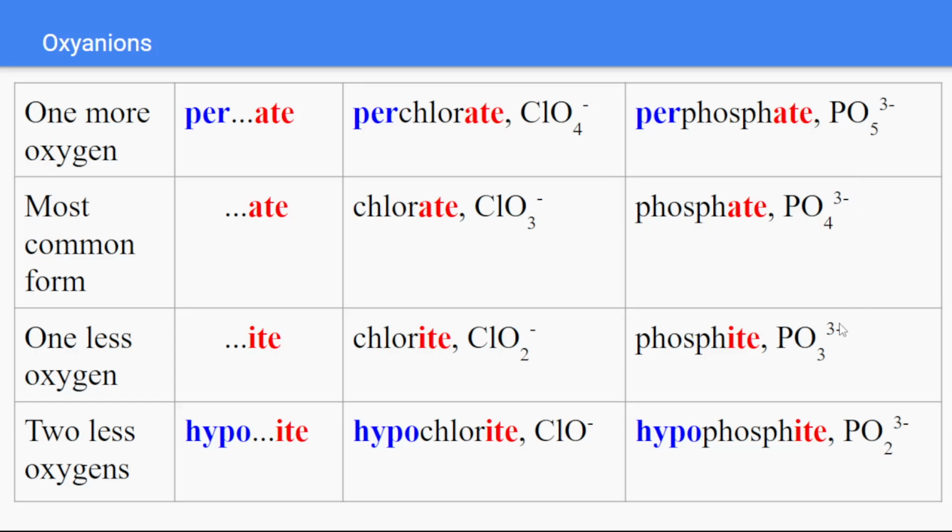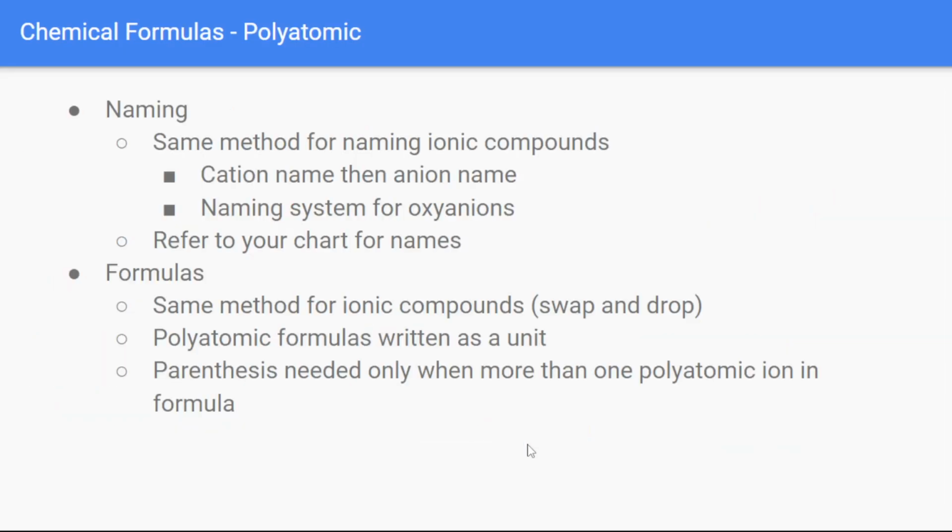Notice in all of these, the charges are the same, right? All of these phosphates have a 3 negative, and then the chlorate family, they all have a 1 negative. So the charge will not change, it's only the number of oxygens.